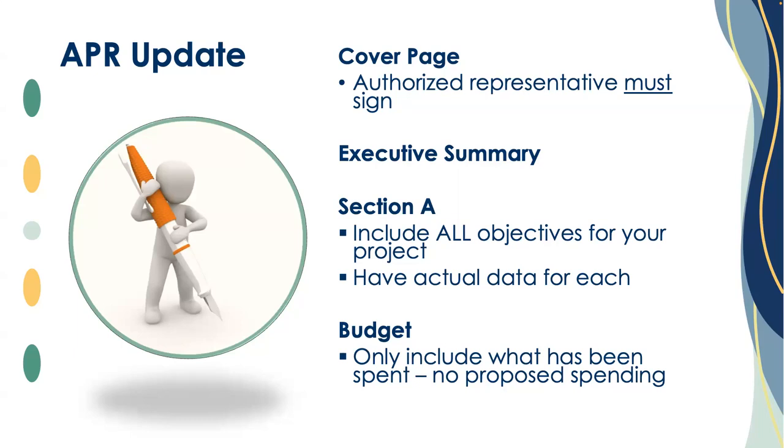Also, on that cover page is the executive summary section. You only need to complete the executive summary for your activities that have been finished since your spring submission of your APR. So if that's nothing new, you can copy and paste your executive summary, but we're really looking for those additional activities that you've done from your last APR submission to the end of your performance period.